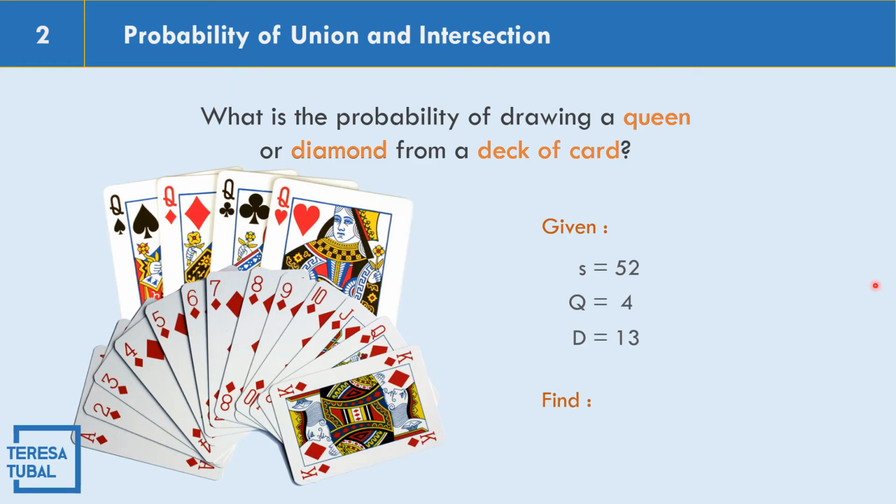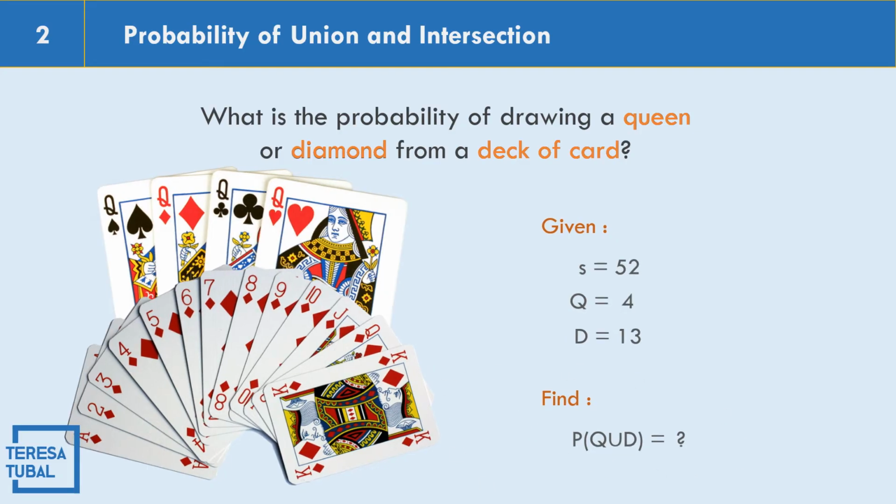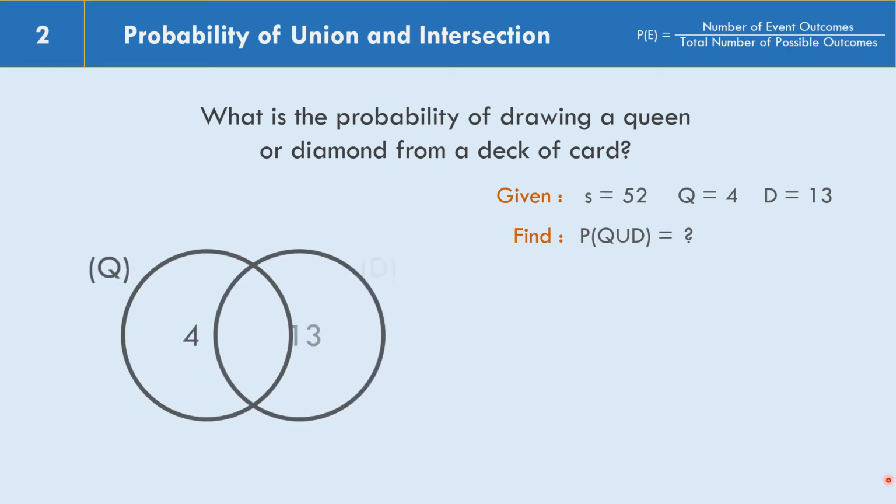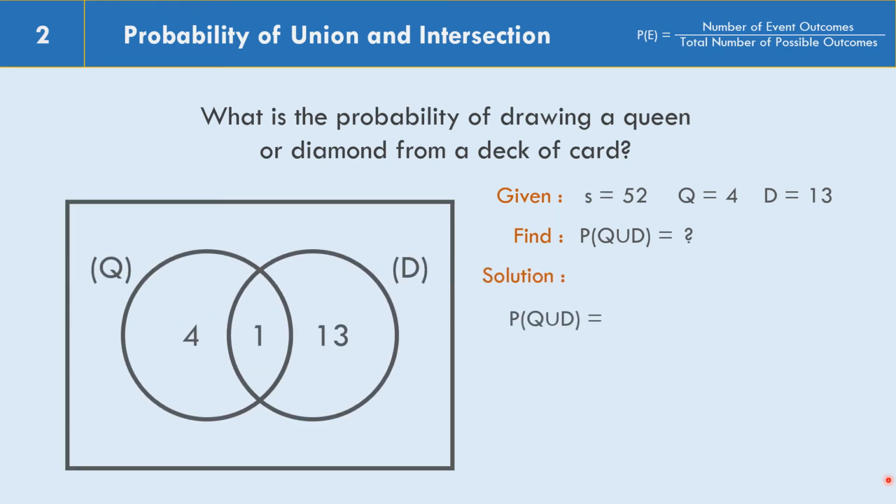So let us find now the probability of queen or diamond from a deck of cards. The formula is the probability of the queen plus the probability of the diamond minus the intersection of queen and diamond. So what could be the probability of the queen? That is equal to 4 over 52. The total number of possible outcomes is 52, and the numerator, the queen, is equal to 4.